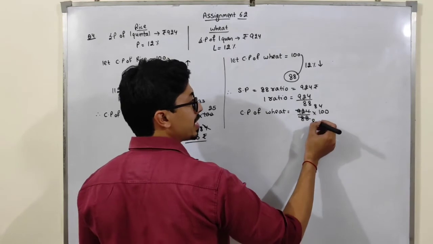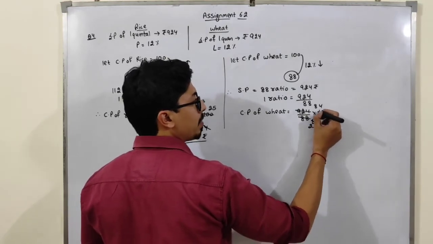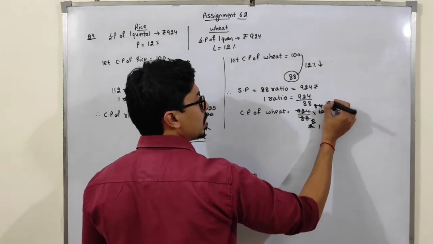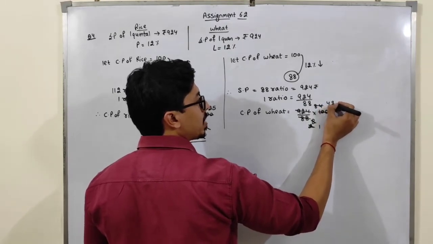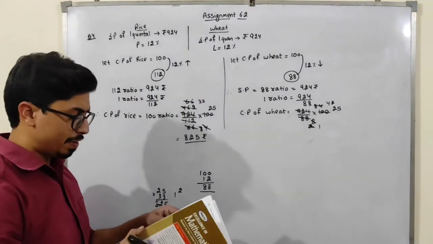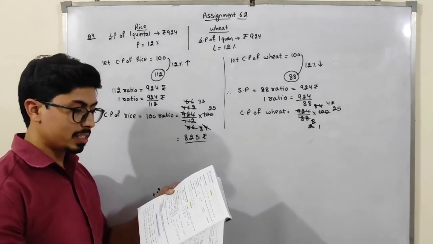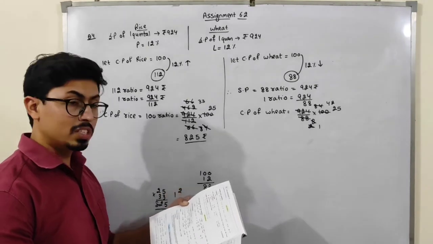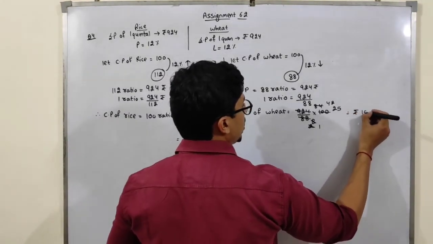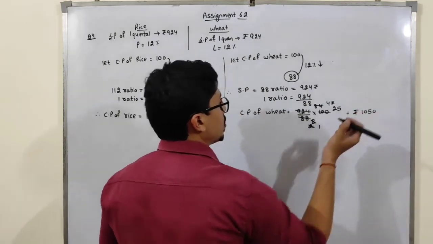Here also I can just cancel out. 4 2s are 8. 4 into 25. 2 1s are 2. 2 4s are 8. And this, just multiply 25 and 42 and you will get your answer. That is how much, students? 1050. So rupees 1050 is my required answer.